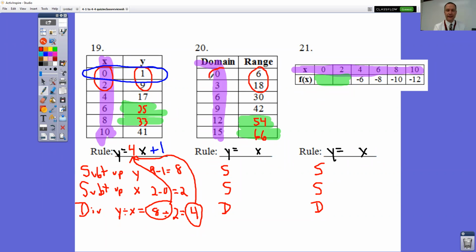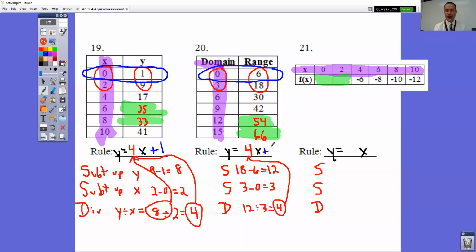Subtract, subtract, divide. So choose two numbers in your x, two numbers in your y. 18 minus 6 is 12. 3 minus 0 is 3. And now we want to divide. 12 divided by 3 is 4. 4 is the number that goes in front of your x. When x equals 0, y is 6. So you should have a plus 6 here.